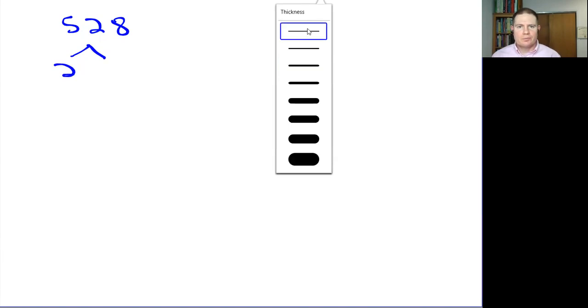So finally, 528. Let's look at that here. 528. It doesn't end in a 0, but it ends with an 8, and we just saw from our divisibility rules that that means 2 is a factor. So let's go off to the side here.